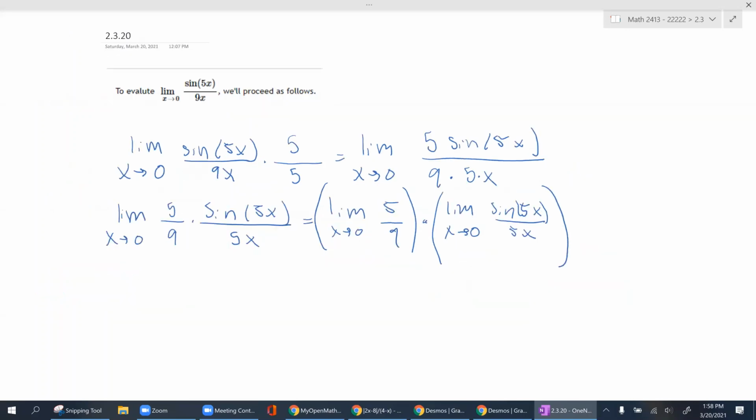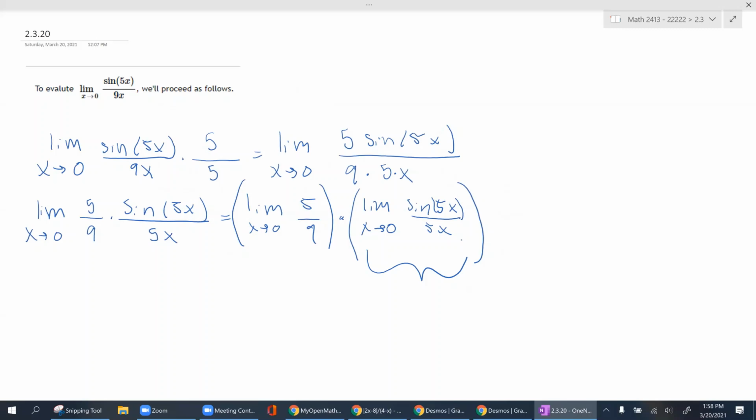From that identity, we already know what this is. This is 1. And we know that the limit of a constant is just that constant itself. This is 5 over 9, and any number times 1 is going to be itself. So the answer here would be 5/9.